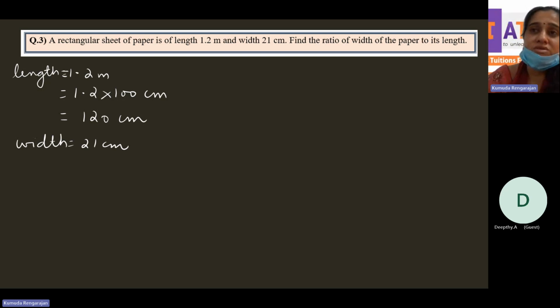If supposing the length and breadth both were in meters, you don't have to change. If supposing both were in kilometers, length and width were in kilometers, don't change. If they have the same units, you don't have to change. If they have different units, then change the larger unit to the smaller one.